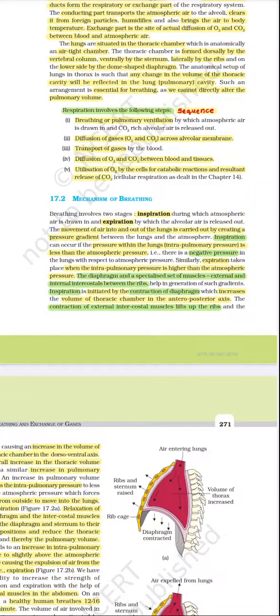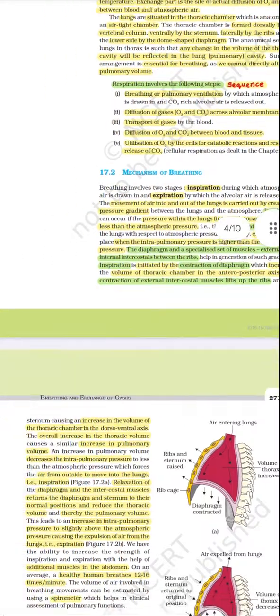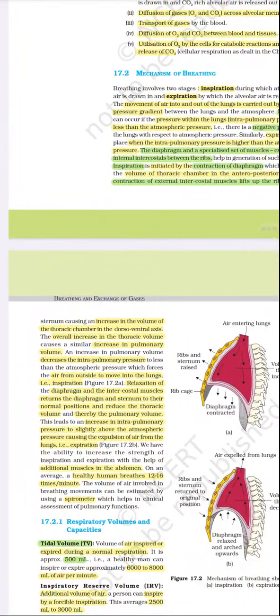Inspiration is effected by the contraction of the diaphragm, which increases the volume of the thoracic chamber in the anterior-posterior axis. The contraction of the external intercostal muscles lifts up the ribs and the sternum, causing an increase in the volume of the thoracic chamber in the dorso-ventral axis. The overall increase in thoracic volume causes a similar increase in pulmonary volume.